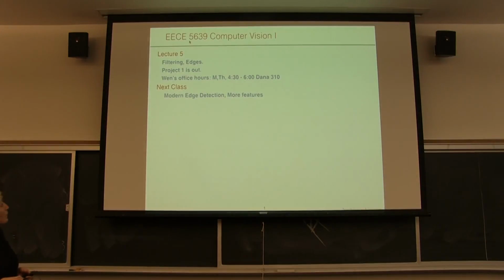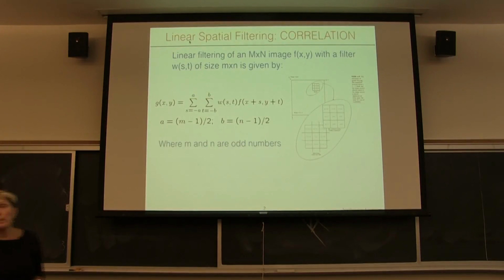All right. So this is a wrap up of what we did on Tuesday. We introduced the correlation operation, which is a linear operator where we take a mask. A mask is just a small image, sometimes also called a kernel. And we slide that mask over the image to replace every pixel in the original image with a new value. And that value is simply the sum of the products between the pixel values and the mask values.